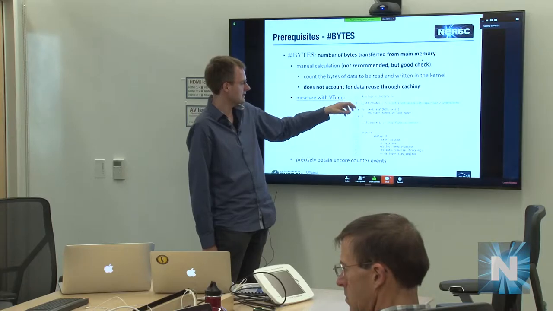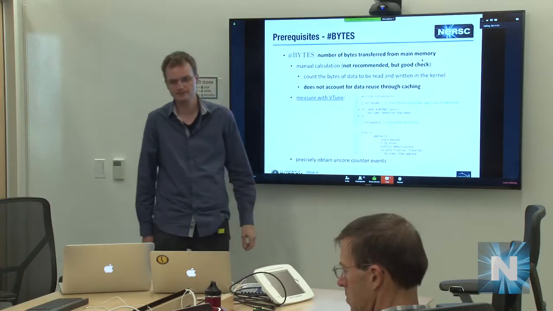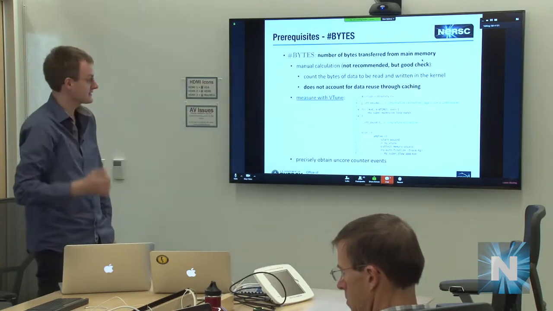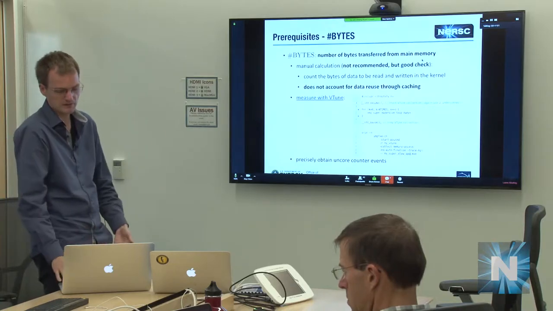So for example, you can annotate your code. This is a C example. There's also a Fortran equivalent for that. We include the ITT notify library, and then before your kernel, you insert an ITT resume, and after that an ITT pause statement. It's the same idea as with SDE. You can even do that in one go, but I would separate this. And then you run it with VTune and collect the memory access. And that precisely obtains counter events, like the memory counter events. So you really know what kind of data was transferred in that section.